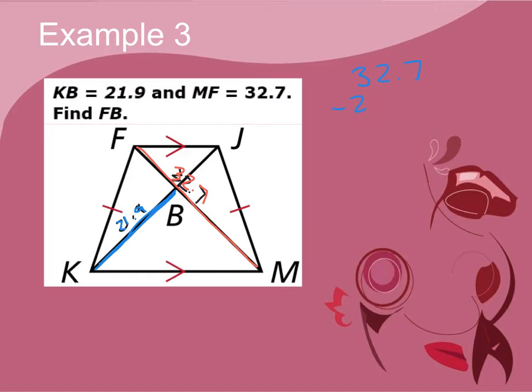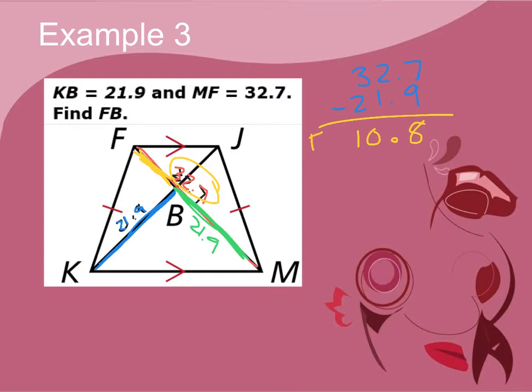32.7 minus 21.9. Because we know that this part is also going to be 21.9. So in order to find FB, this tiny part, we just need to take the total and subtract the part that we know. So what is 32.7 minus 21.9? 10.8. 10.8.